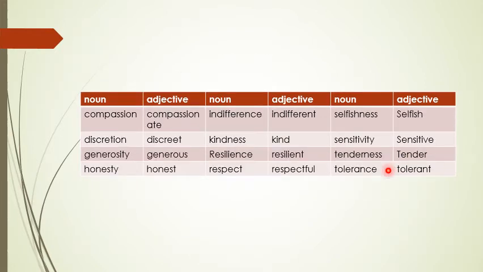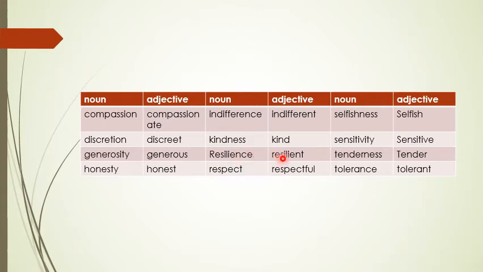Now this is the full table, the full chart. Compassion, the adjective is compassionate. Discreet, we have the noun discretion. Okay, so discreet, we have discretion. Generosity, we have the adjective generous. Honest, the noun is honesty. Of course, that is silent. Indifferent, we have the noun indifference. Okay. Kind, we have kindness.